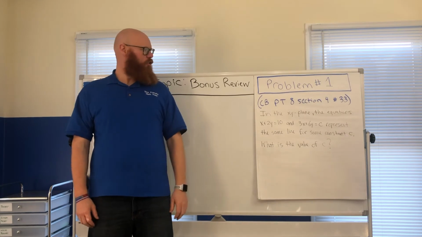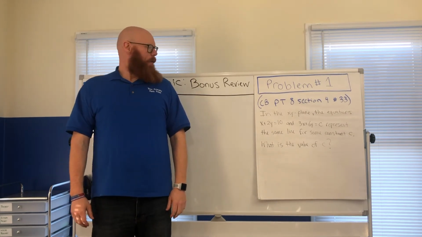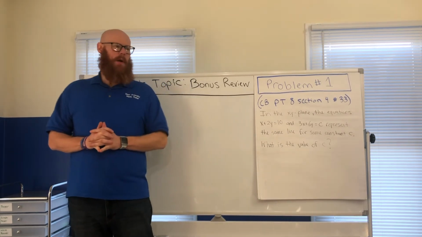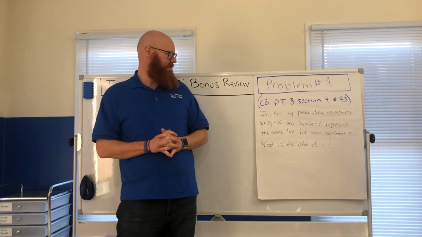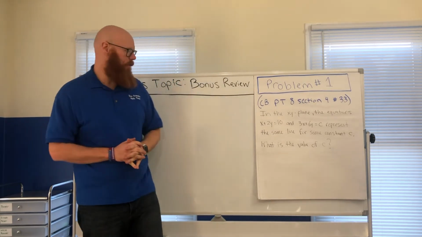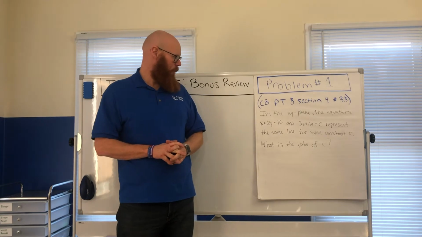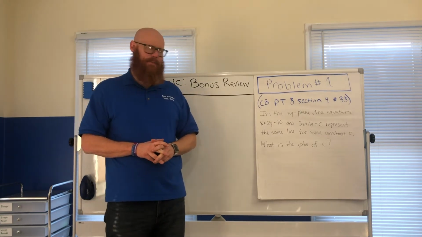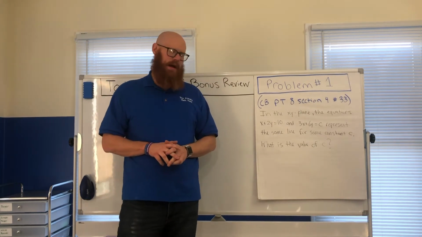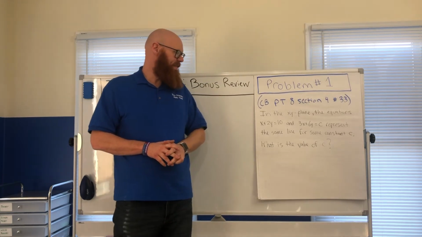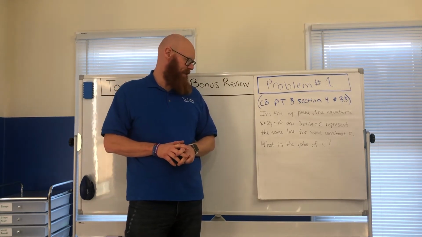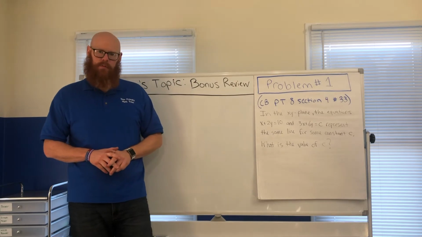All right, now on to our bonus review. We are going to start with problem number 1, which is College Board Practice Test 8, Section 4, number 33. In the xy plane, the equations x plus 2y equals 10 and 3x plus 6y equals c represent the same line for some constant c. What is the value of c?